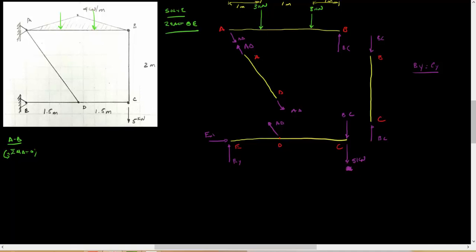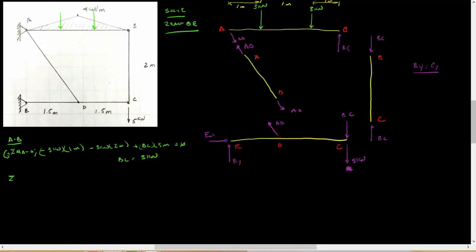So if I sum my moment about point A, I get 3 kilonewtons times 1 meter minus 3 kilonewtons times 2 meters plus BC times 3 meters. So I'm looking at member AB here. It's all equal to 0. BC comes out to be 3 kilonewtons.